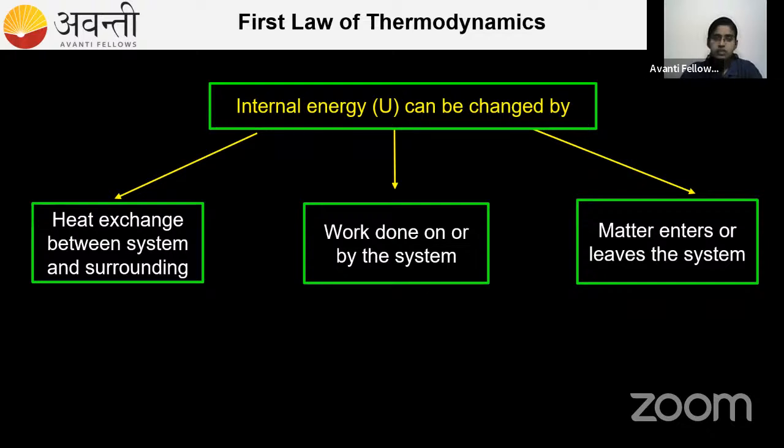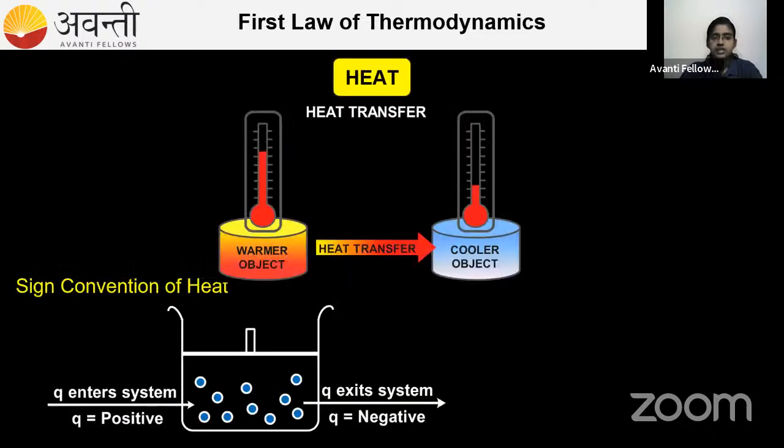First, let's go with heat. What is heat? What is heat transfer? And how does heat transfer? Heat always transfers from a warmer object to a cooler object, right? So the heat will go from the hot to the cold object. When the heat enters the system, as you can see in the picture, we have to represent Q as positive. And when heat comes out of the system, then the Q value will be negative. Just keep this in mind: when the heat enters the system, if we are giving heat to the system, then the Q value should be positive.